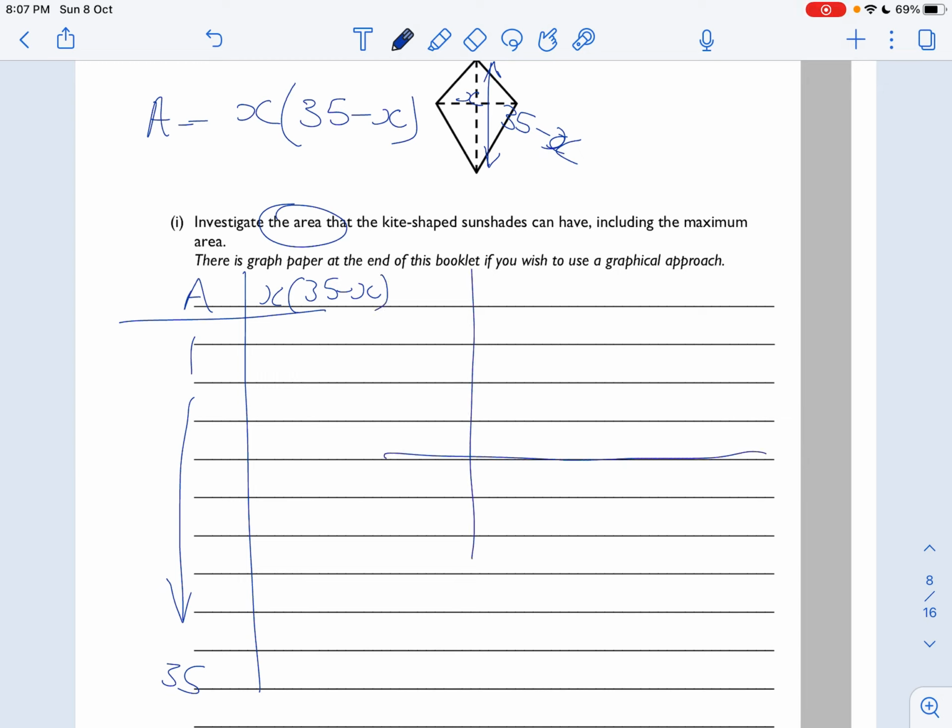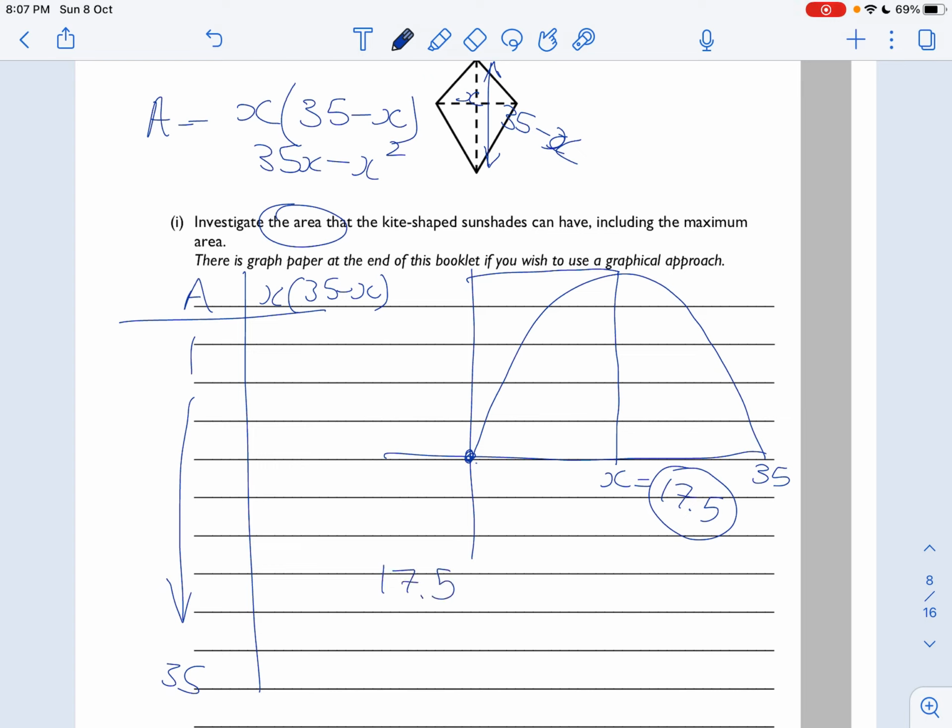You could look at the graph. We could draw this graph of y equals x, which would go through 0, and if you multiply this out you get 35x minus x squared, which is an upside down parabola. Now this crosses at 35, and you can see that the maximum area is when x is half of that 35. So that's when x equals 17.5. That shows you the maximum area. The easiest thing would be from a graph.